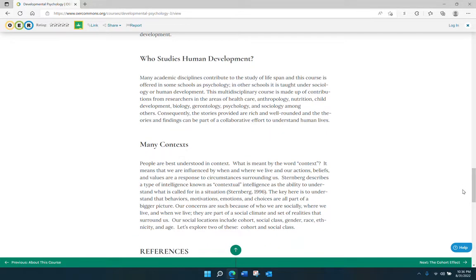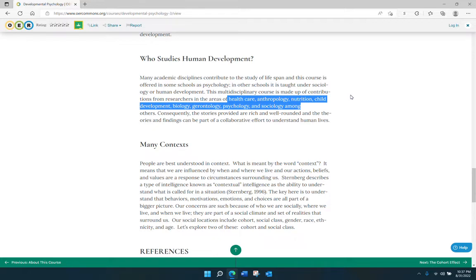We'll talk about possible careers in human development. So, who studies human development? Many people do. It lists many different fields, and probably some of you are coming from these fields. Some of you might be coming from the healthcare field, like nursing. Some of you might be into nutritional sciences.